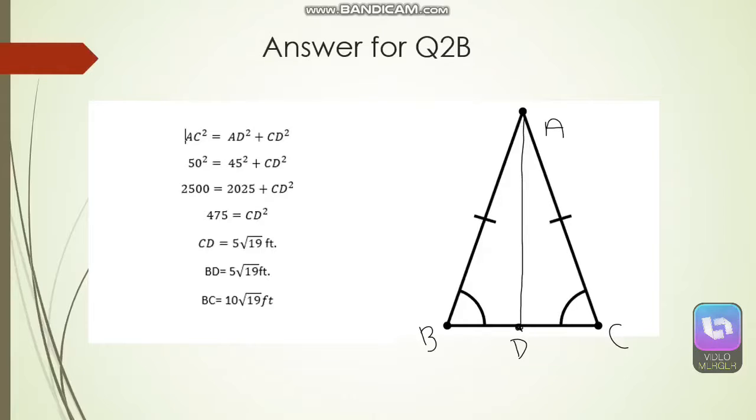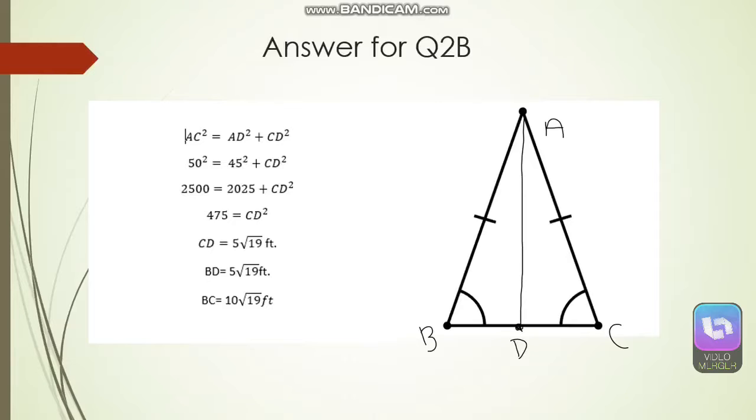So in order to use the Pythagorean theorem, we're going to do AC squared equals AD squared plus CD squared. AC squared is going to be 50 squared, AD is going to be 45 squared, and CD squared is just CD squared, because that's what we're looking for. So 50 squared is 2,500, 45 squared is 2,025, plus CD squared. If we subtract 2,025 from 2,500, that gives us 475 equals CD squared.